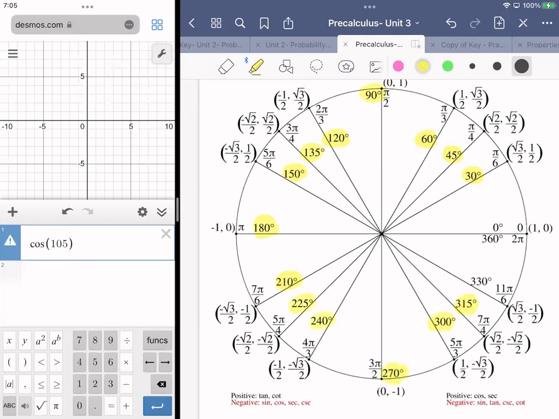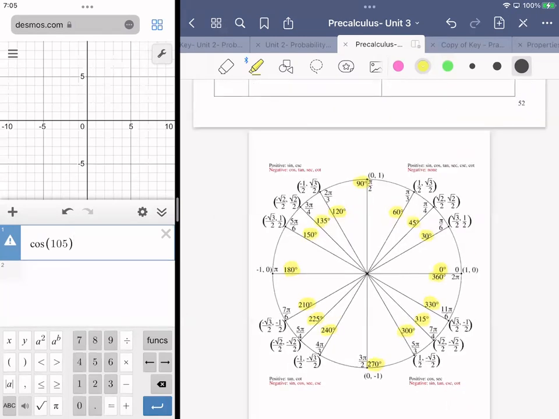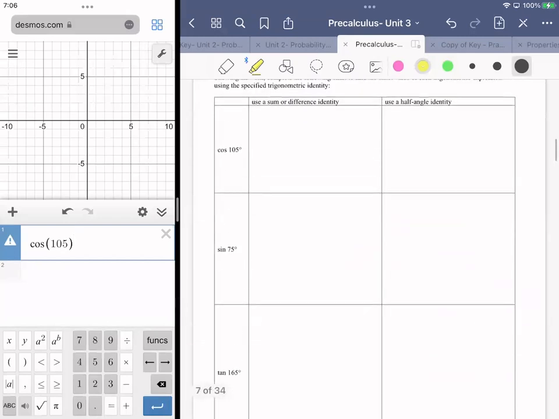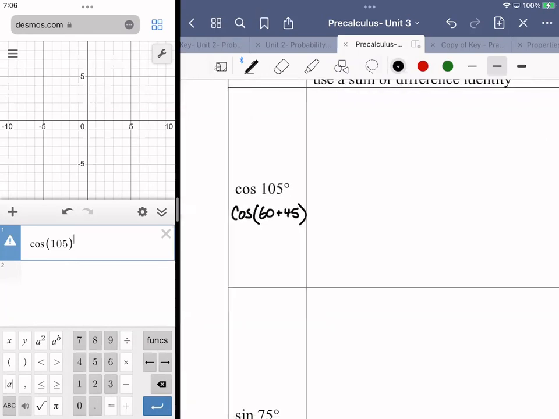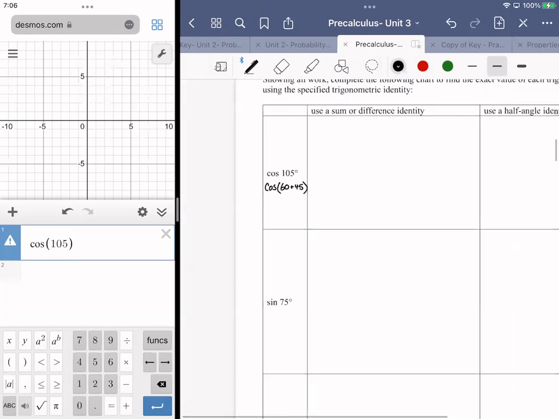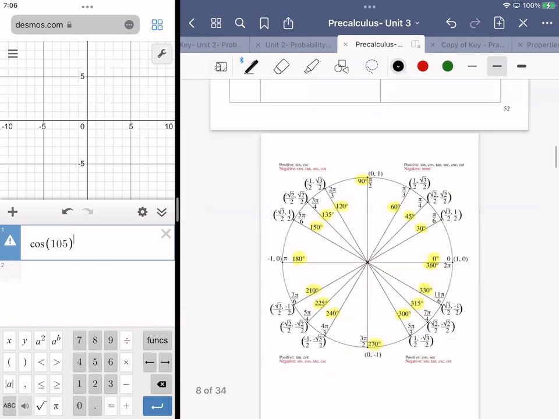It's just they're the ones that give us nice answers in the unit circle, right? So any one of these angles would be preferred. So 105 is not one of these angles, but maybe it's the sum or difference of a couple of those angles. So for example, I can do something like cosine of, let's say, 60 plus 45. I'm just looking for two special angles in the unit circle that can add together or subtract to give you that number. And this is only one possible pairing.